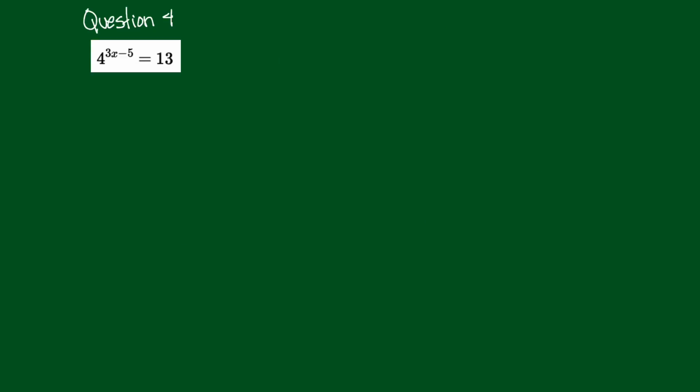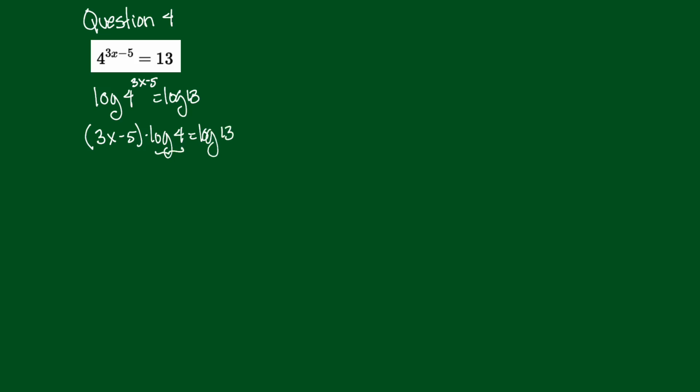Question 4, exponential. So we're going to solve an exponential equation by undoing the exponential. Take logs. So we'll get the log of 4 to the 3x minus 5. That's equal to the log of 13. Now, by the properties of logarithms, bring that exponent down in front and capture all of it with parentheses. Quantity 3x minus 5 times the log of 4. That's equal to the log of 13.